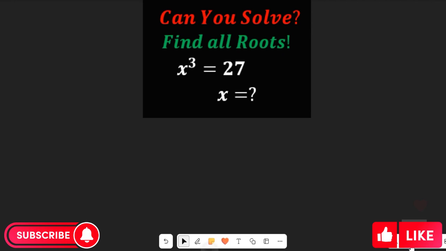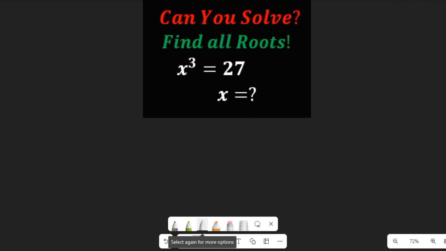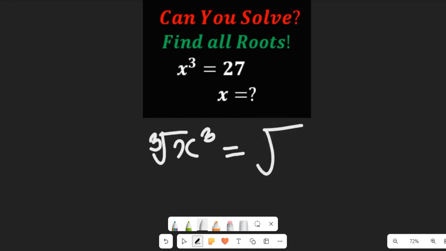Now, if you are given this question in the easiest way, we can simply solve for x, but in this question, you are asked to find all the roots. So many will solve for x by taking the cube root of both sides. So if I take the cube root of both sides, the cube root of x to the power of 3 will be equal to the cube root of 27.